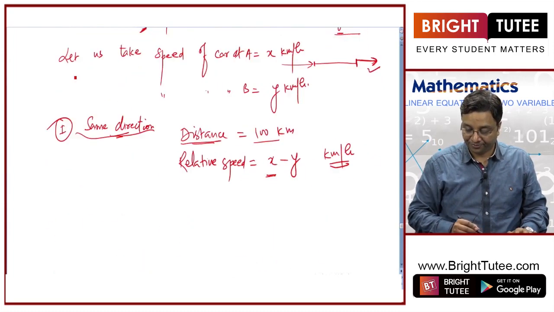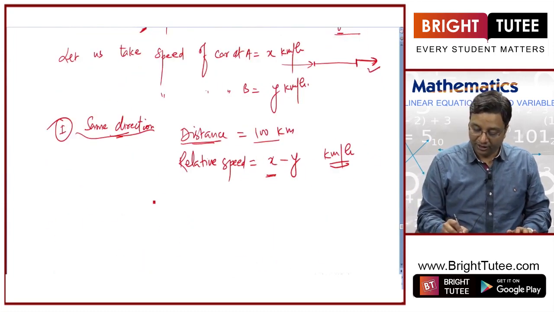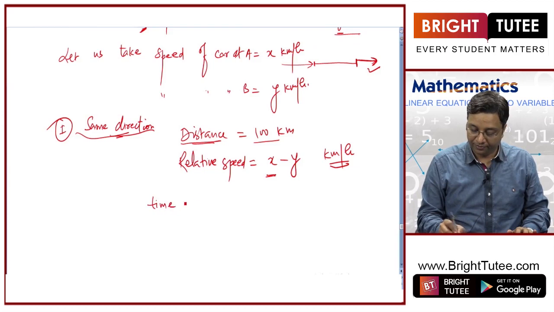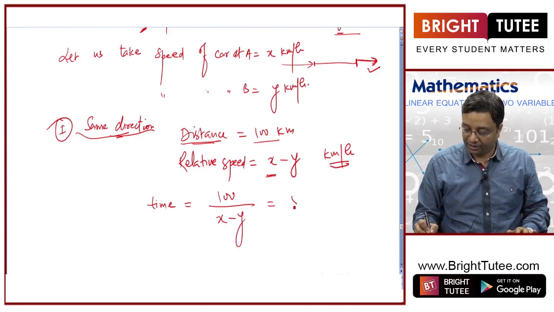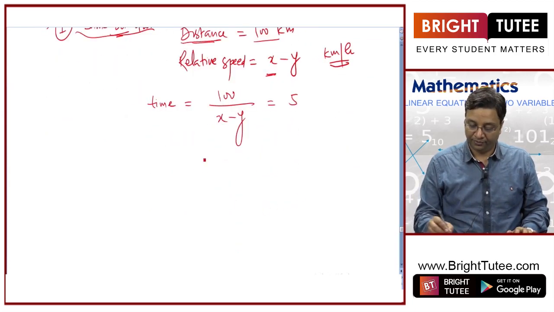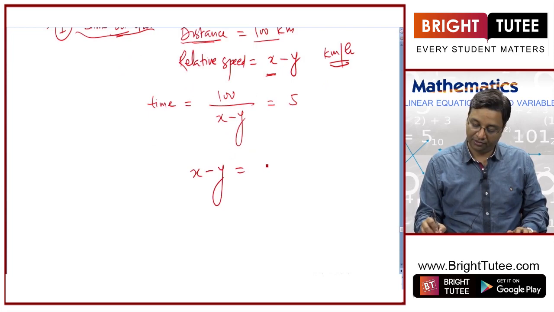And how much time do they take to meet? 5 hours. So, time is equal to distance upon speed, and it is equal to 5. So, x minus y is equal to 20. This is my first equation.